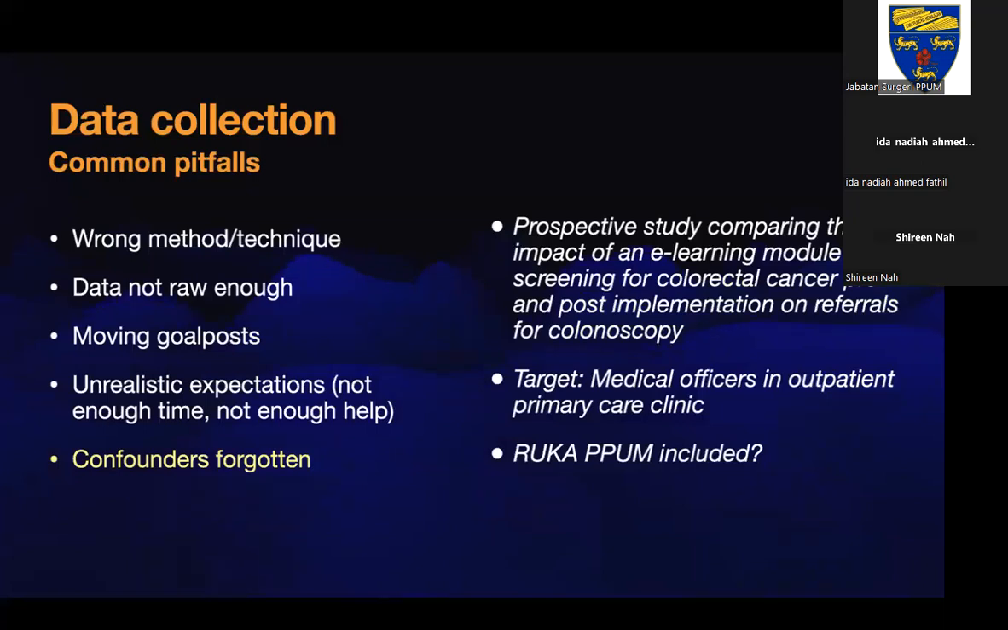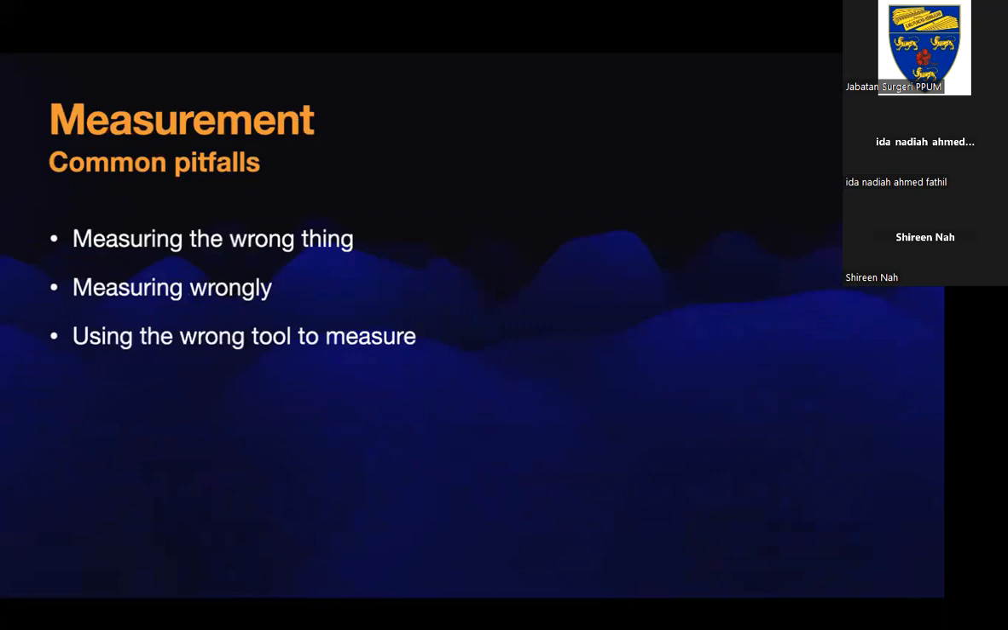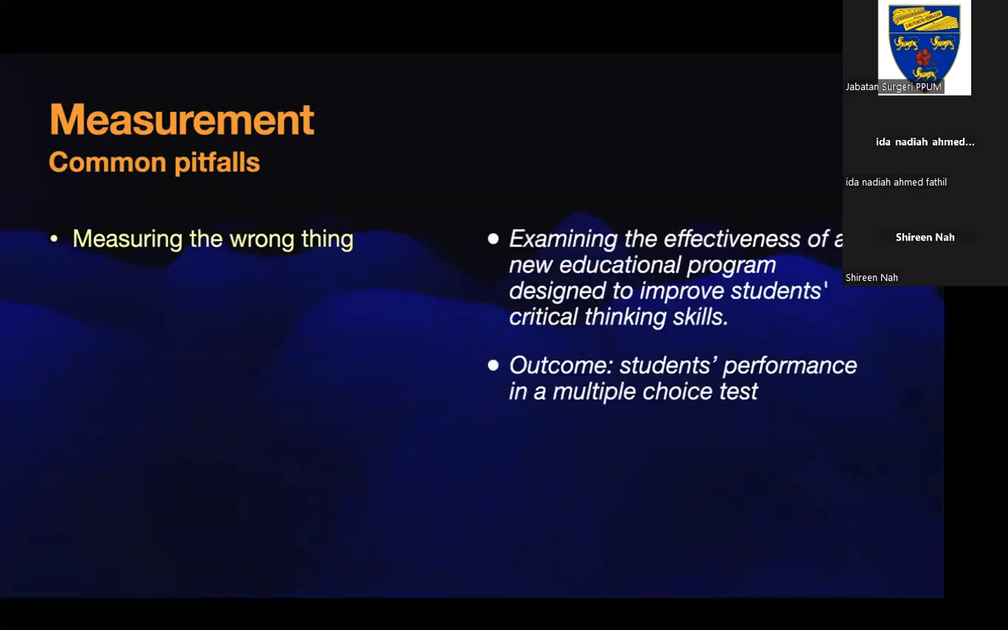Okay, good. So remember, you have to think about all these confounders when you organize your data collection. Okay, so next, measurement. You might measure the wrong thing, you might measure it wrongly, and you might use the wrong tool to measure. Also, all very common pitfalls that I see. Okay, so what does this mean? Measuring the wrong thing. Let's say this is your study: examining the effectiveness of a new educational program designed to improve students' critical thinking skills.